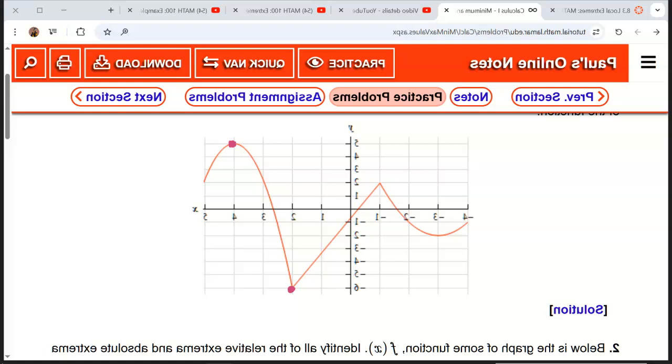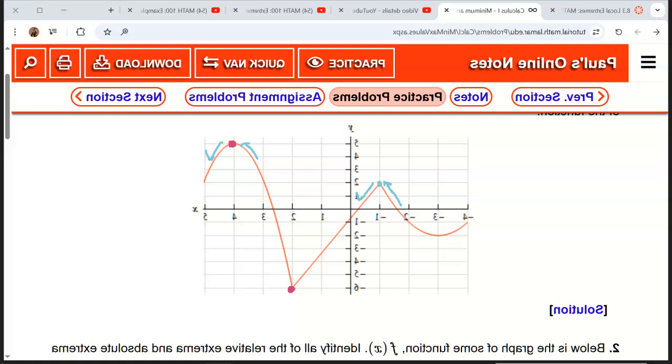Are there any places on the graph where the function is increasing just before you get there and decreasing just after you leave? There are 2 such places where the function is increasing right before the point and decreasing right after.